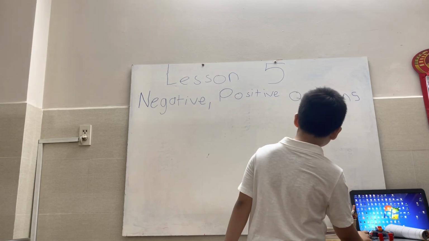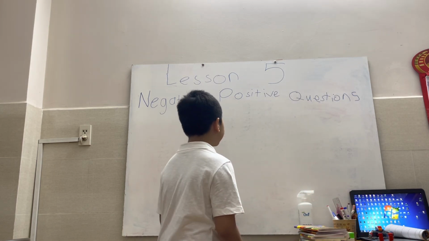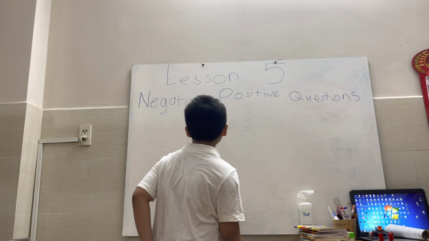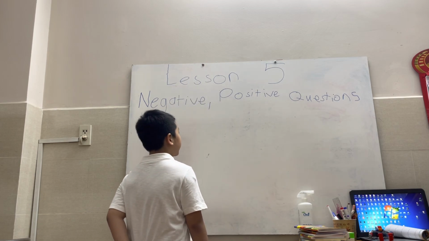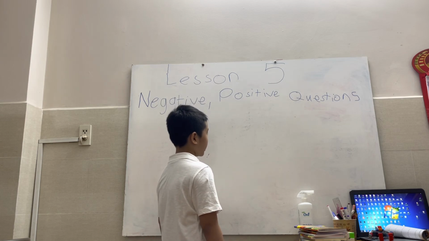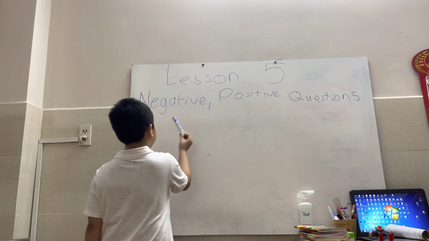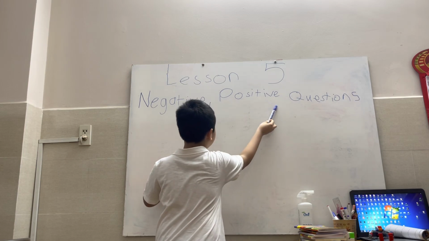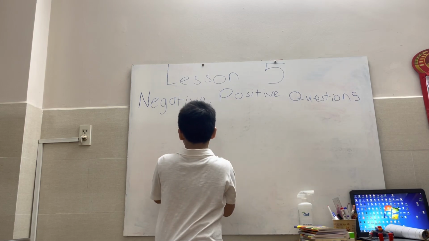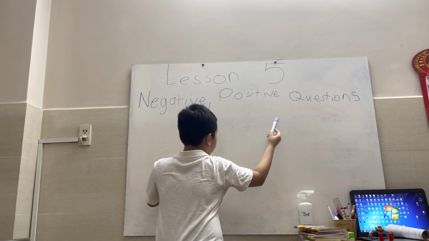A very new topic in the grammar book we're always talking about. Do you know what that topic is? Well, it is Lesson 5. Lesson 5 is negative and positive questions. Or you could say it like this: negative, positive questions. Negative, positive questions.